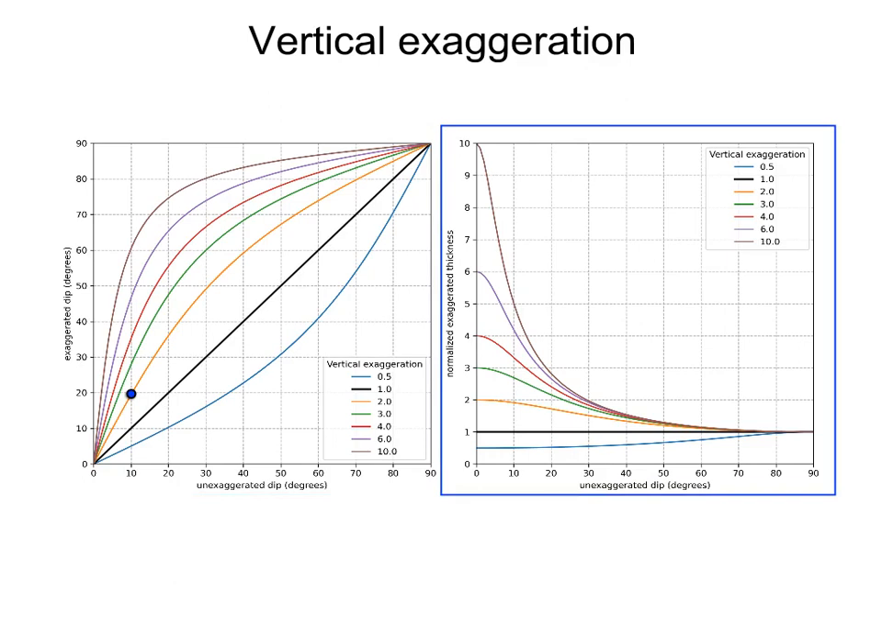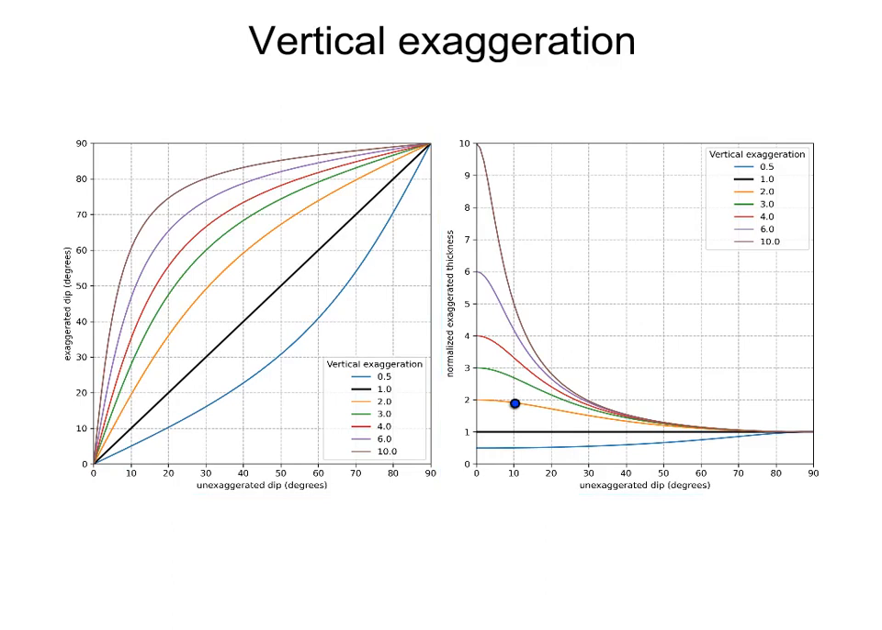The graph to the right shows the normalized exaggerated thickness as function of the true dip, for various values of vertical exaggeration. The thickness of a 10 degrees dip layer is exaggerated about twice on a section with a vertical exaggeration of 2. Notice that the effect of vertical exaggeration on thickness decreases with the amount of dip.